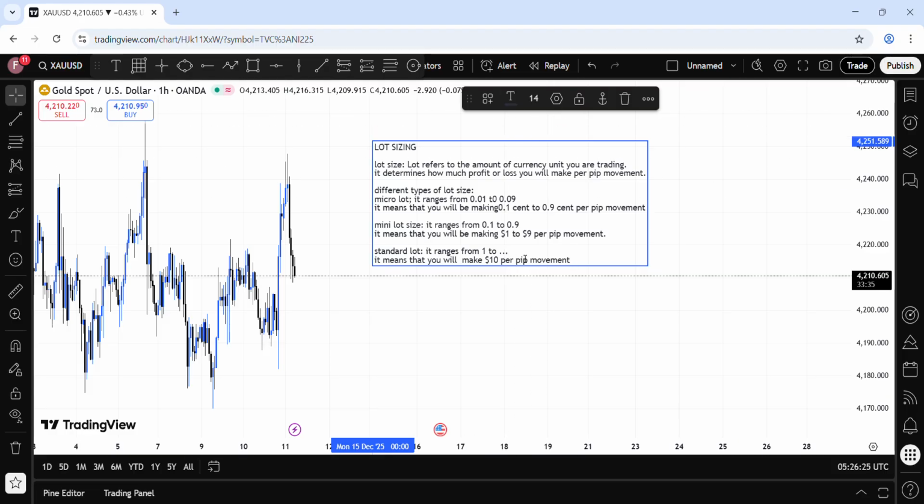This topic is very important because it's what's going to give you money. And you have to know the right lot size to use, depending on your account size. Do you understand me? Okay. So now there is a formula to calculate lot size.